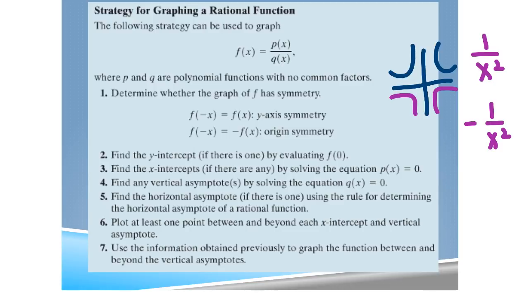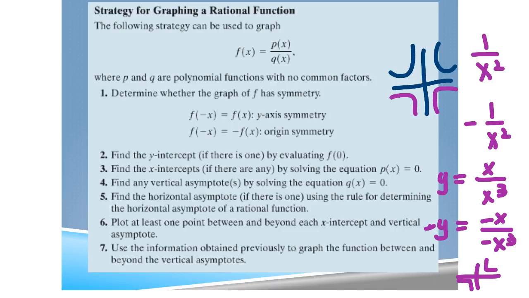The other one would be where you have both an x raised to an odd power in the top and the bottom, and this is going to be your origin symmetry. So if I had y equals x over, let's say, x to the third. Now when I change all of these values and I make negative x to the third, it becomes negative x to the third. Every single sign has changed. So remember, that would create origin symmetry, in which it would be something like top right, bottom left.